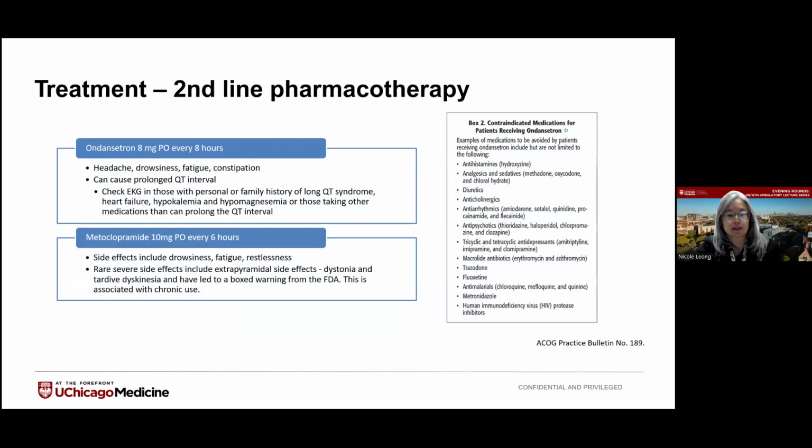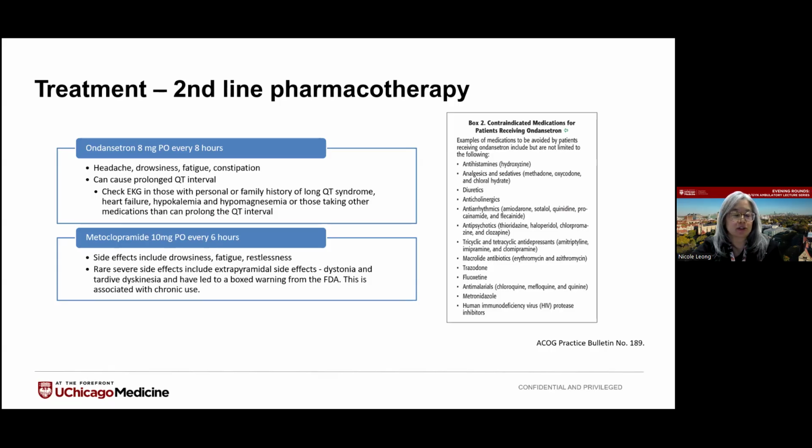These are our second line therapies, which include ondansetron and metoclopramide. There have been some small randomized trials that show that ondansetron seems to be superior to our doxylamine pyridoxine combination in reducing nausea and vomiting. It's probably on the same level as metoclopramide, but there may be fewer side effects with the ondansetron than the metoclopramide.